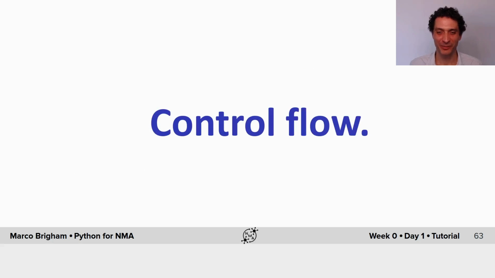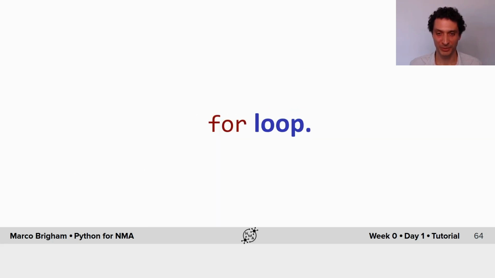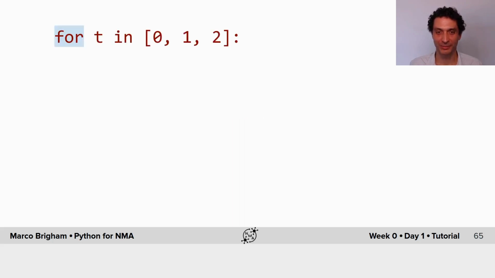Hi, welcome back. So let's start with control flow, where we'll see the for loop. There are other types of loops in Python, but this is the one that we will focus on.